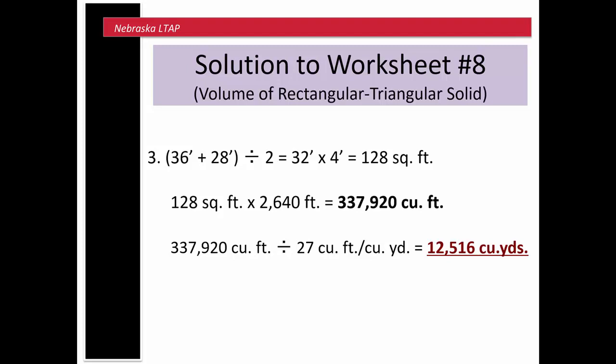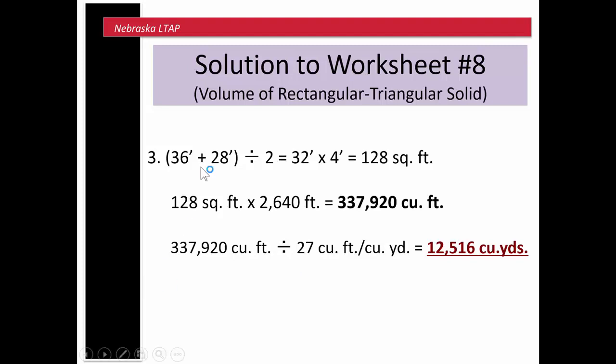Okay, so for number 3, you didn't get a picture with that one, so it might have made it a little bit more difficult for you, I don't know. But what they're telling you is that you have a long baseline of 36 feet and you have a short baseline of 28 feet. Okay, so that sounds like a trapezoid, right? We've got 2 different baselines, different sizes. And then we know that the depth of this is 4 feet. Basically what we're saying is that is the height, right?